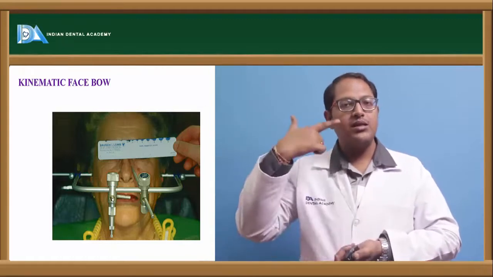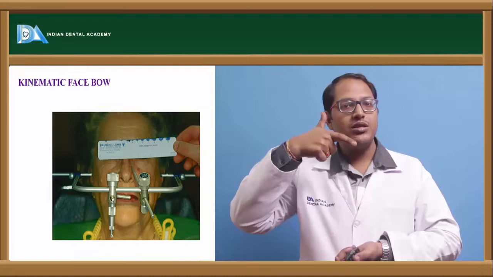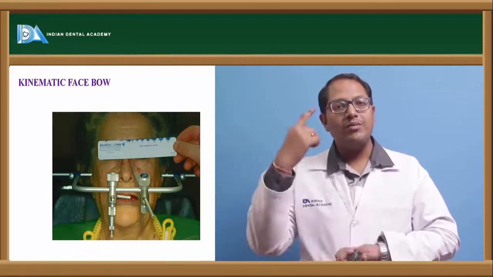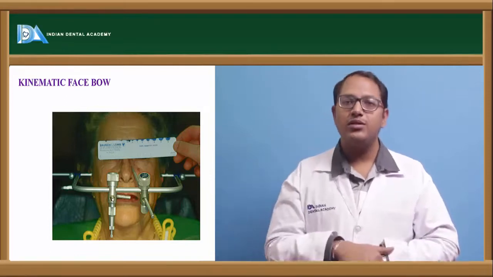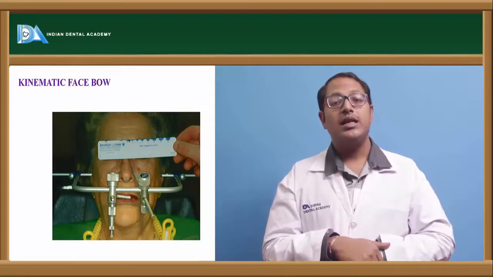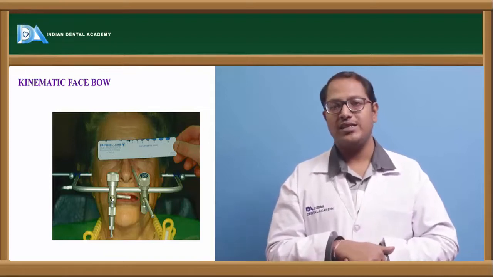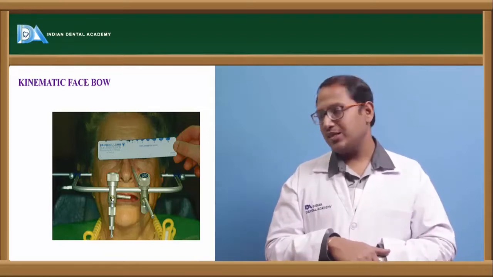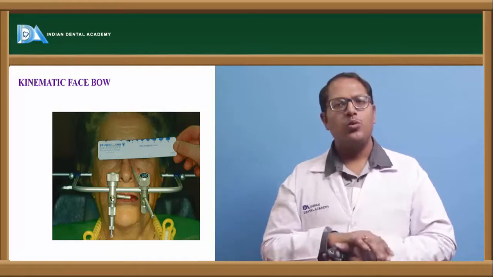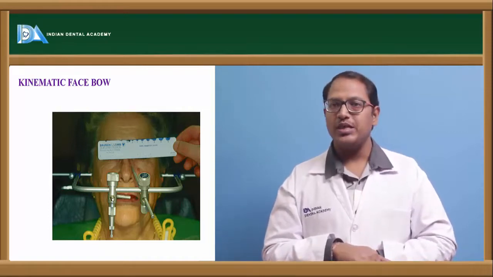So there is a marking constantly going on here as the patient is moving the mandible. That marking, the center point of it, will denote the hinge axis, the exact hinge axis of the patient. That's the reason it is called a kinematic facebow, whatever facebow you are using.